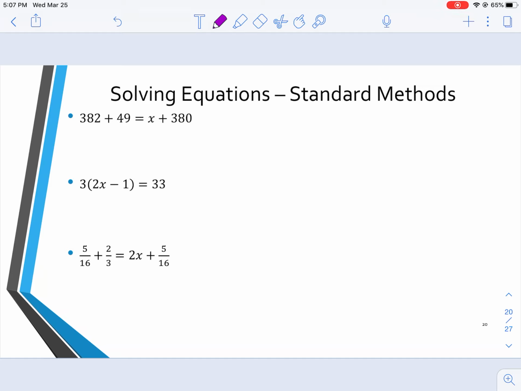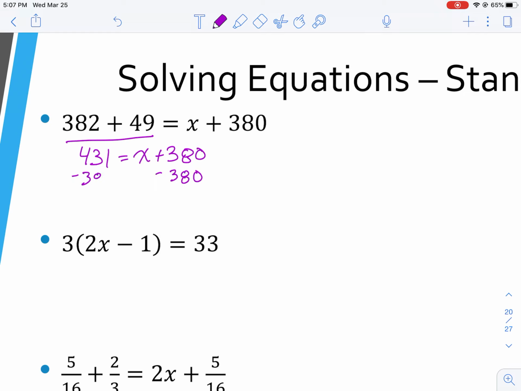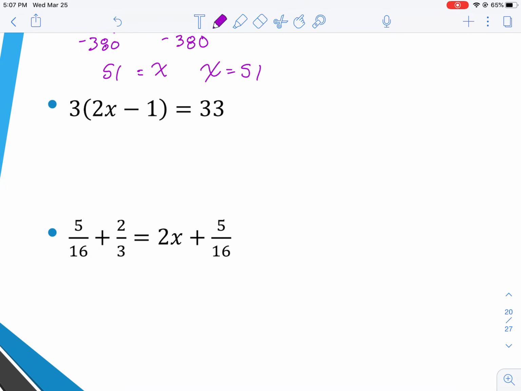All right, for the first one here, typically we would simplify the left side. We've got 382 plus 49 here. That's going to give us 431 equals x plus 380. And then subtract 380 from both sides, which gives us the final answer of 51. And if you want, you can switch it around, x equals 51.